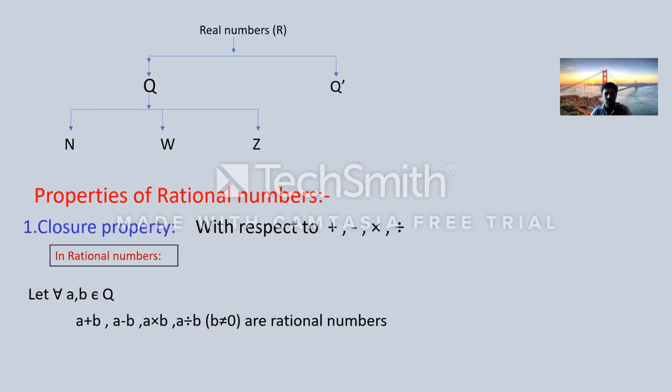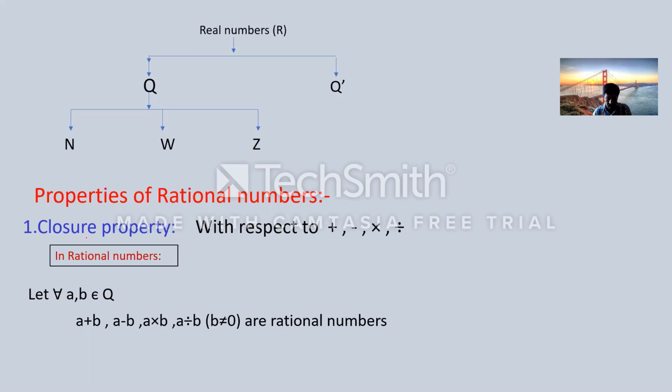And if the difference of two rational numbers is rational, it satisfies closure property. And if the product of two rational numbers is rational, then it satisfies closure. And if the quotient of two rational numbers is a rational number, then rational numbers satisfy closure property with respect to division. Now we will take a few numerical examples to see whether they satisfy closure property or not.